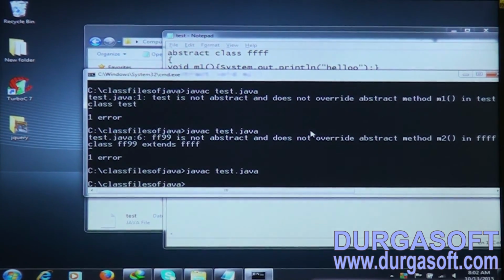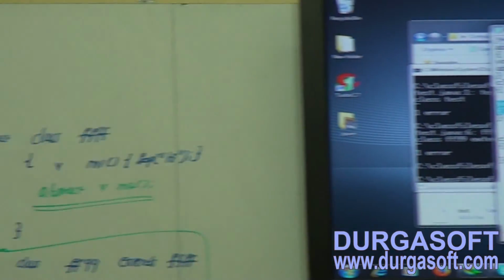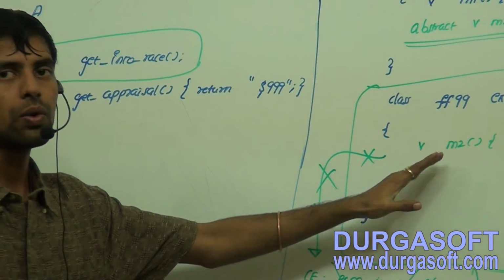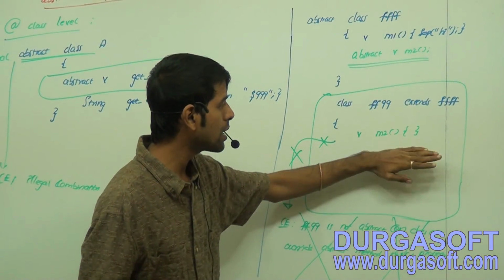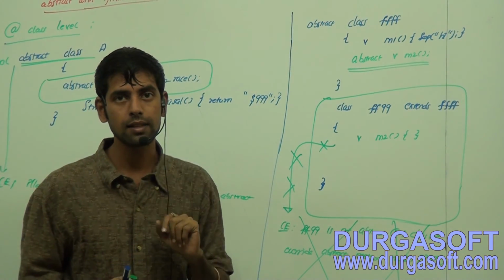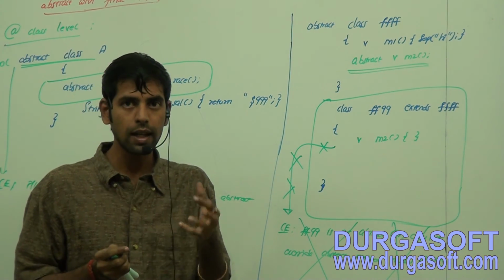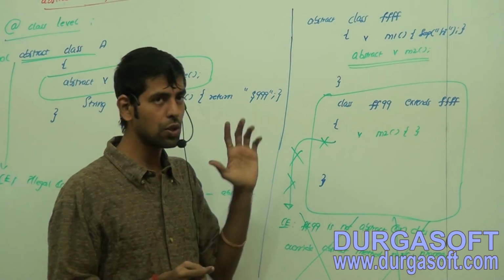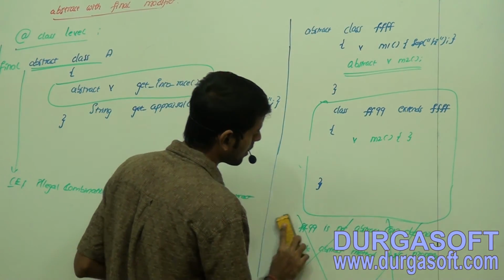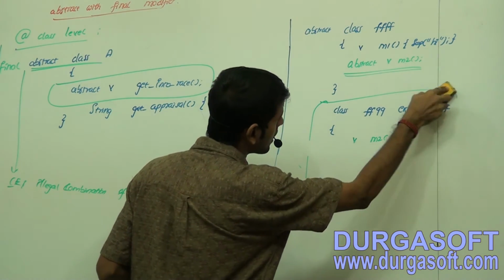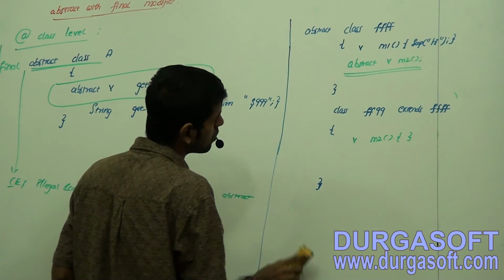Now observe this one. I don't want to give implementation for this abstract void M2 method in my child class. What should I do here? Simple thing, we have discussed this as part of our OOPs. Let me brush it up once. Very important concept. Observe here carefully. You guys are aware of this one. Just a slight change will be there, nothing more.